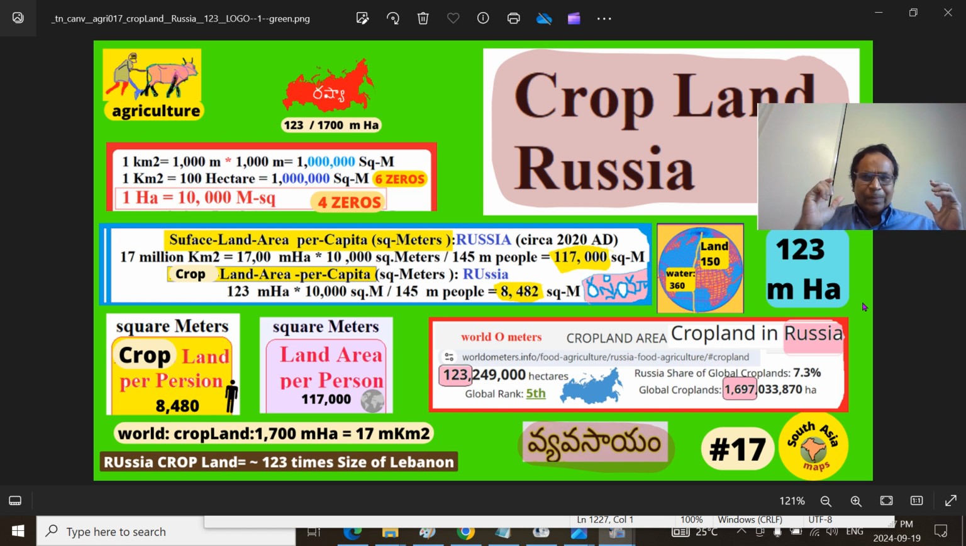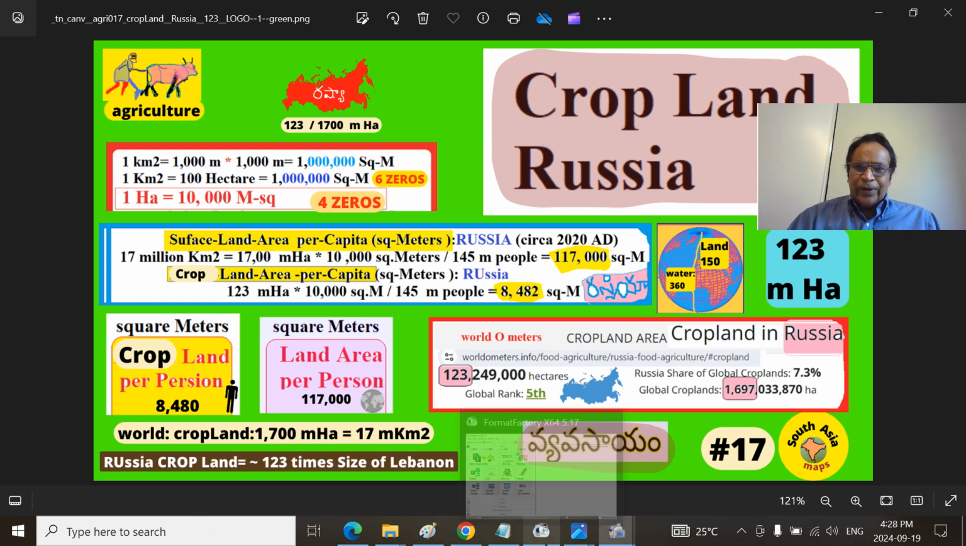After this presentation, you will get a bird's eye view of the land area and water body area on planet Earth, thus the surface area and agricultural surface area on the Earth, and in terms of square meters, how much cropland a person gets in Russia. All these things will be made very easy and intuitive for you.